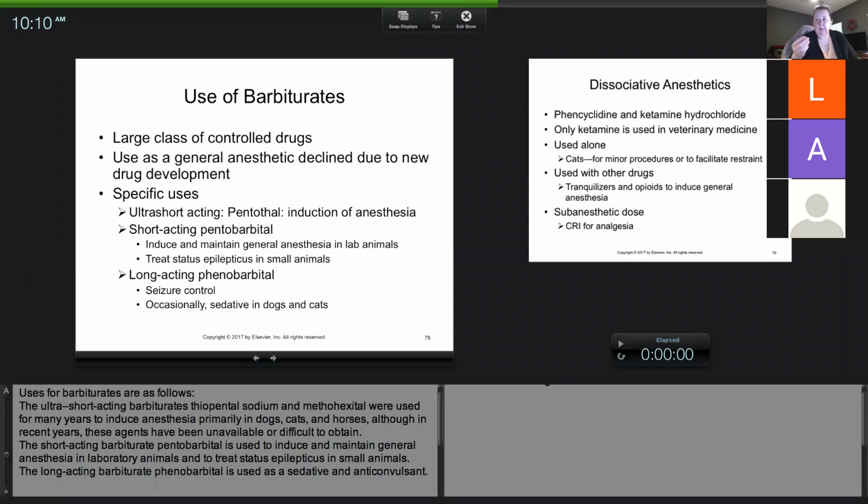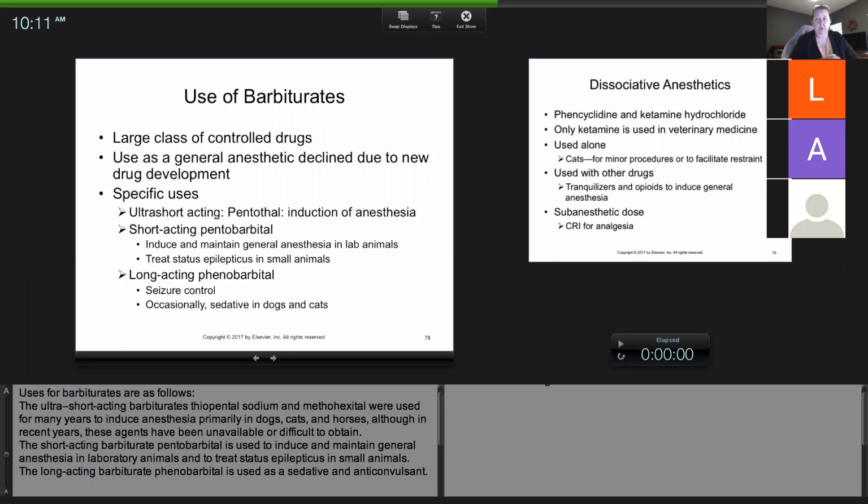You give it IV, and it would kick in and induce anesthesia. The thing that you need to understand, and it's not on this slide, about pentothal is that it accumulates in the tissues. So if you wanted to give another dose and another dose and another dose, it would accumulate in the fat. Some of it goes to the blood, some of it goes to the fat. What happens is when blood levels drop, the fat would release pentothal.